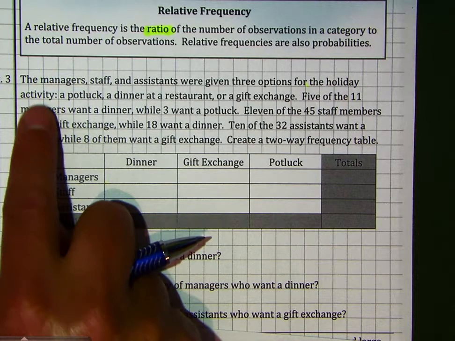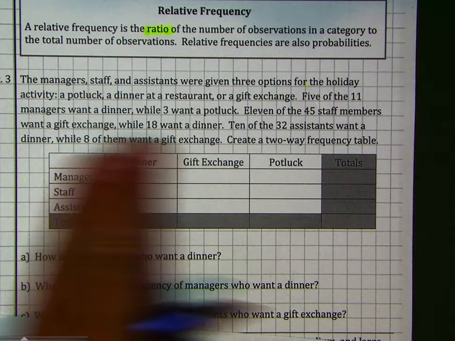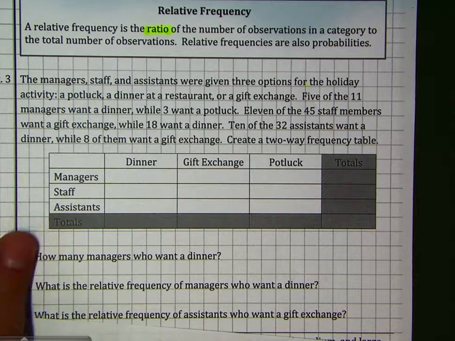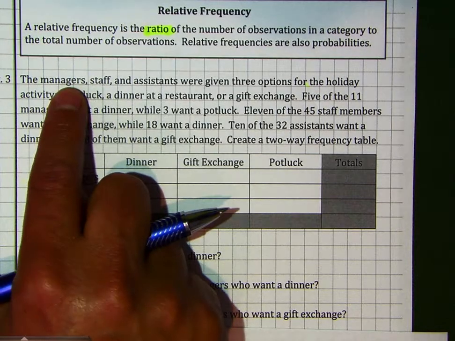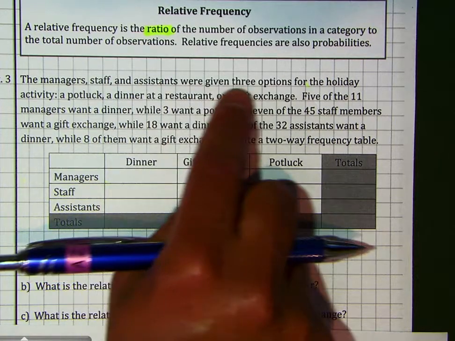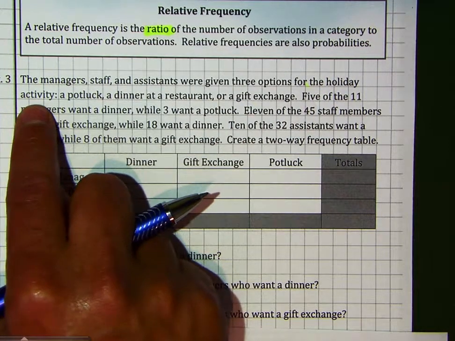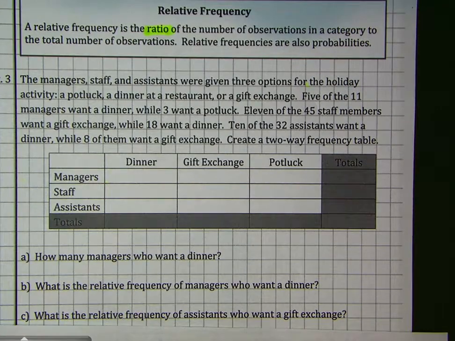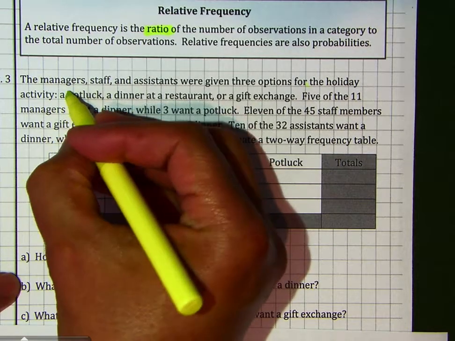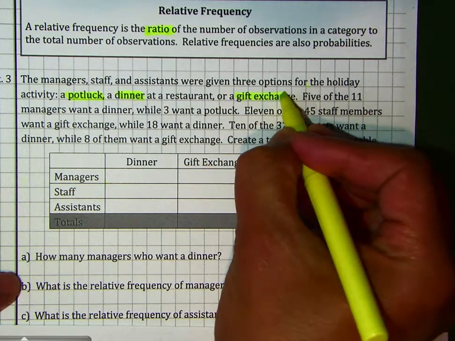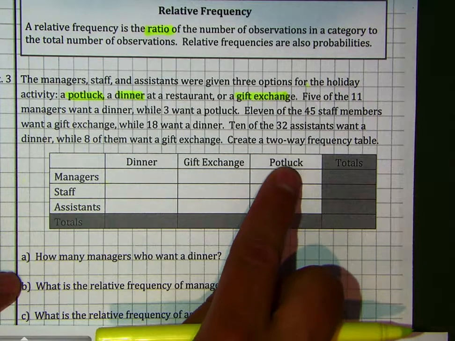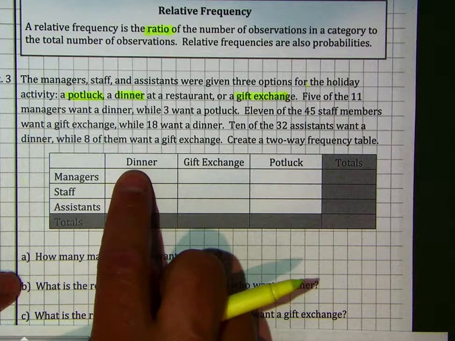So let's go through example number 3. Take the time to copy it down, pause it if you need to, and then we'll continue once you're ready. The managers, staff, and assistants were given 3 options for the holiday activity. They were given a potluck, a dinner, a restaurant, and a gift exchange. We have potluck, gift exchange, and dinner.